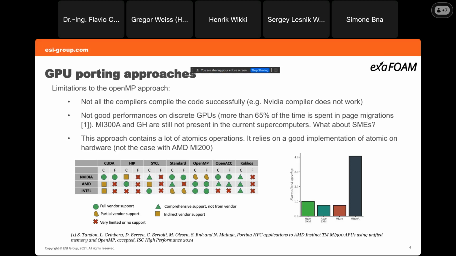The other aspect is that if you want to use a single source code, so basically adding pragma directives, it means that you have to live with the fact that you need a lot of atomics, because OpenFOAM uses a lot of the owner and neighbor vectors, which in some way implies the use of atomics. And if you don't have a good hardware implementation of atomics, the performance is very bad, like in the case of the AMD MI200 or 210.